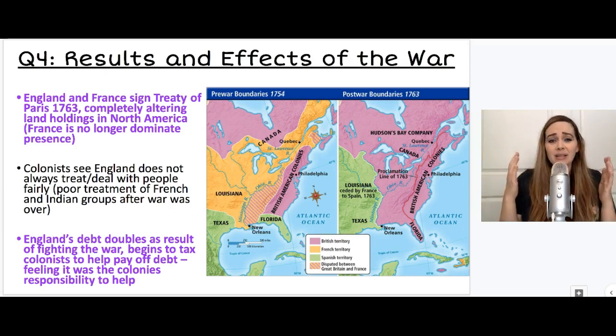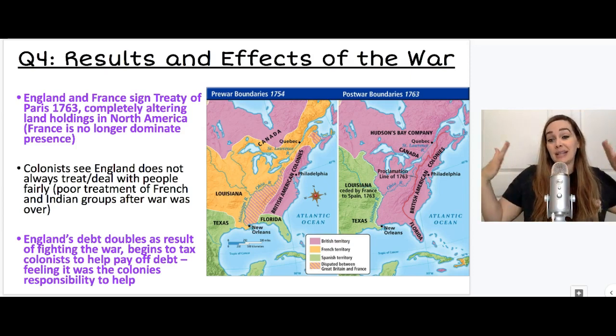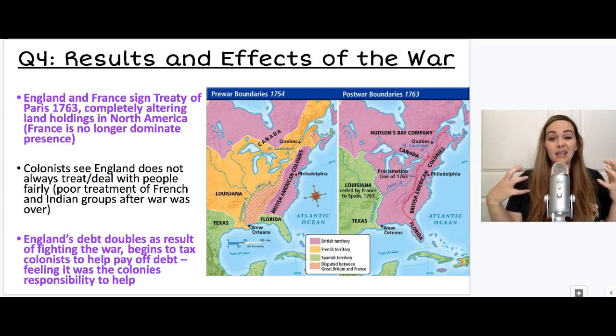And so with France being out of the picture and defeated, England's left to pick up the mess of how are we going to pay for the fact that we beat them for you guys? You got to help us out here. And so this is going to start increasing taxes on colonists and cause a lot of anger and resentment about who should really be paying what and what's fair and what's not.